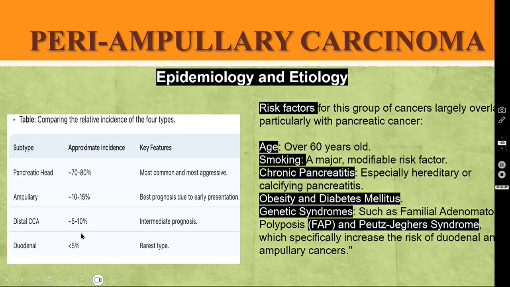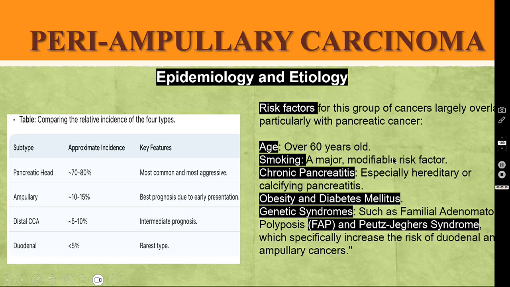Epidemiology and etiology. Pancreatic head carcinoma incidence is 70 to 80%, the most common and most aggressive. Ampullary carcinoma is 10 to 15%, with the best prognosis due to early presentation. The distal CCA in the common bile duct is 5 to 10%, with intermediate prognosis. Duodenal carcinoma is less than 5%, the rarest among all 4 varieties.